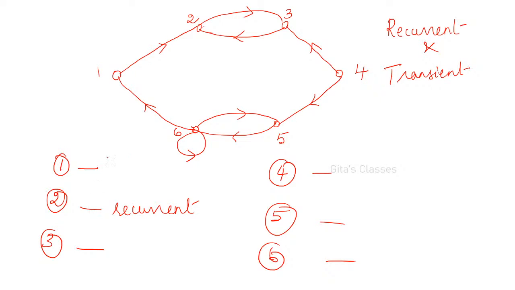Okay, let us see one by one. 1. You can go to 2 to 3. From 3 to 1, you cannot come back. Therefore, it is obvious that it is transient, right? All the states one by one we'll find out.